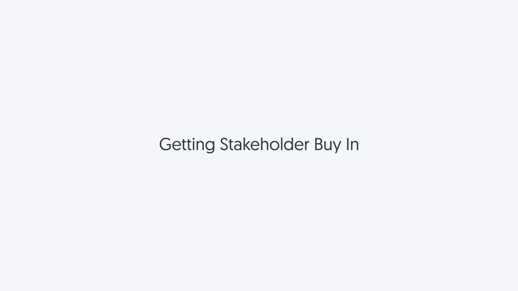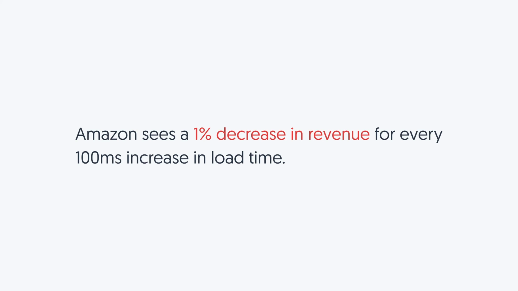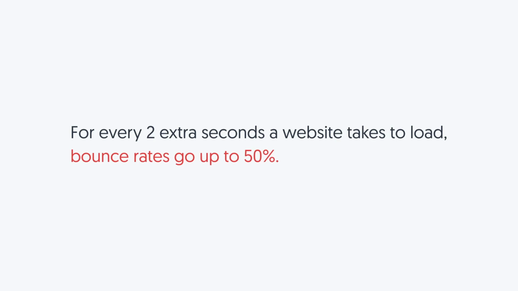What worked for me and my stakeholders was bringing up these four facts. The sources for these facts will be linked in the description below. The first one: Walmart saw a 2% increase in conversions for every 1 second of improvement in load time, and every 100 milliseconds improved also resulted in a 1% increase in revenue. Amazon sees a 1% decrease in revenue for every 100 milliseconds added to their load times. AliExpress reduced their load time by 36% and saw a 10.5% increase in orders and a 27% increase in conversion for new customers. And according to Google, for every 2 seconds a website takes to load, the bounce rate goes up by 50%.